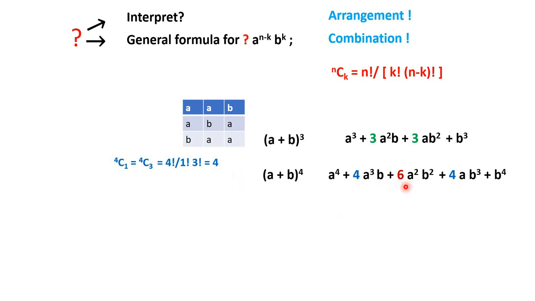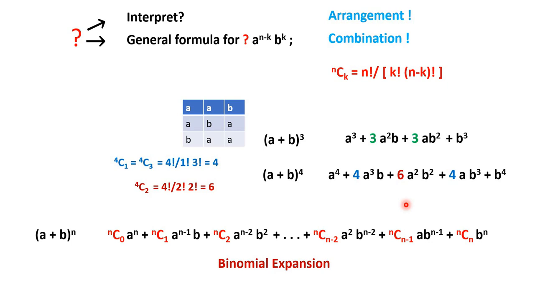And similarly here the question is how many ways you can pick 2 objects out of 4, and that is 4C2, and the answer is 6. So this is how combination is connected to the expansion. A very popular binomial expansion is exactly that, and these coefficients are nothing but nCk, where k goes from 0 through n. So this is the binomial expansion.